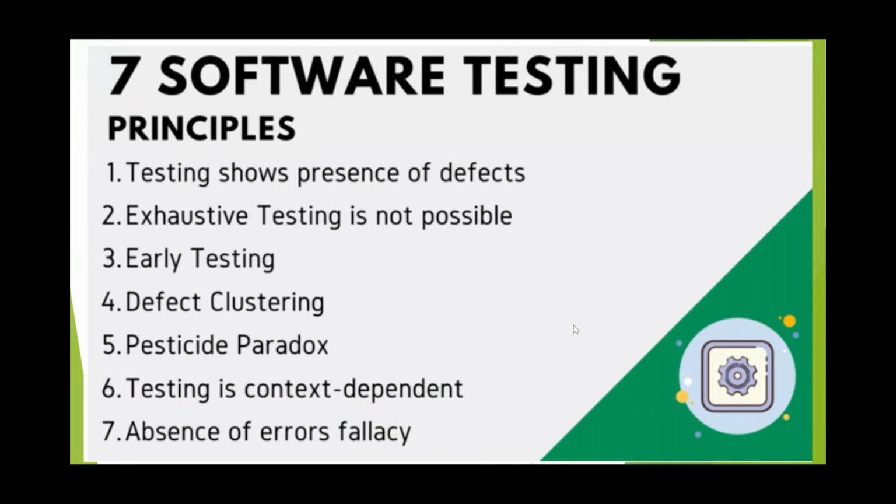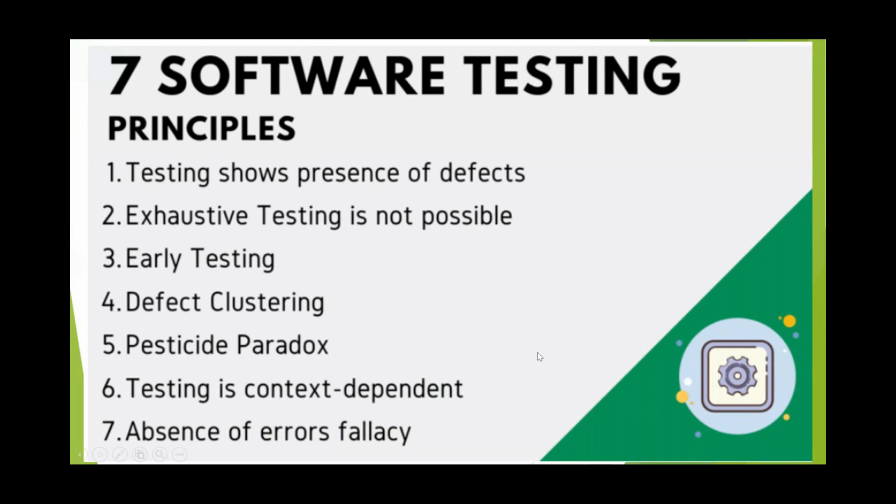Okay. What does this statement, the fourth point, show? Defect clustering. So let's say I'm testing an application. Defect clustering refers to the non-uniform distribution of the defects throughout the application. You got this point, right?